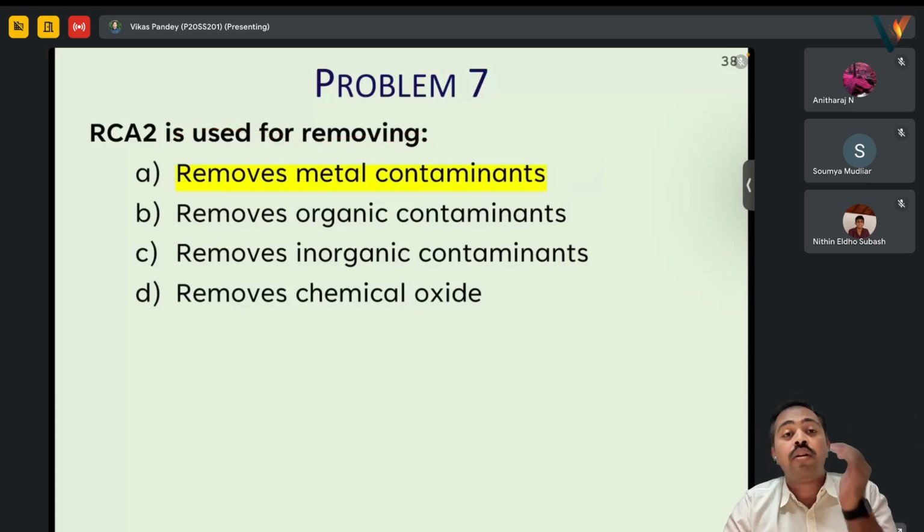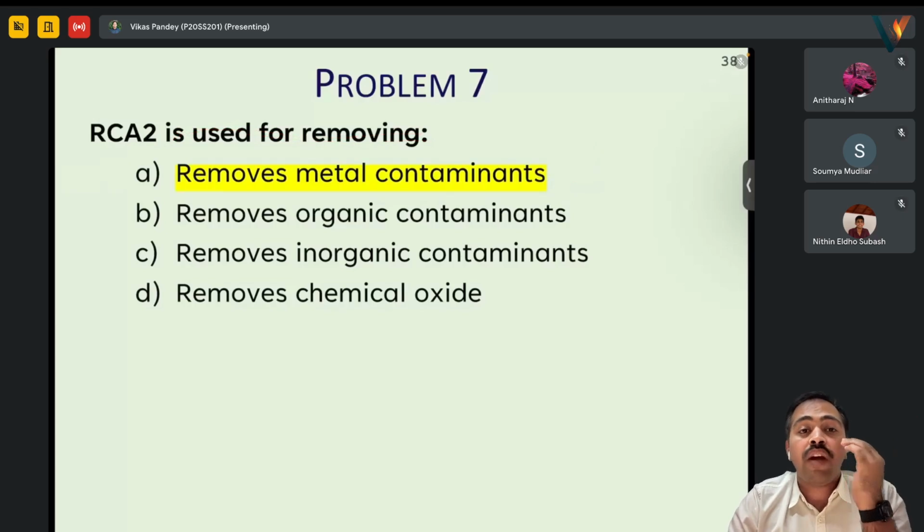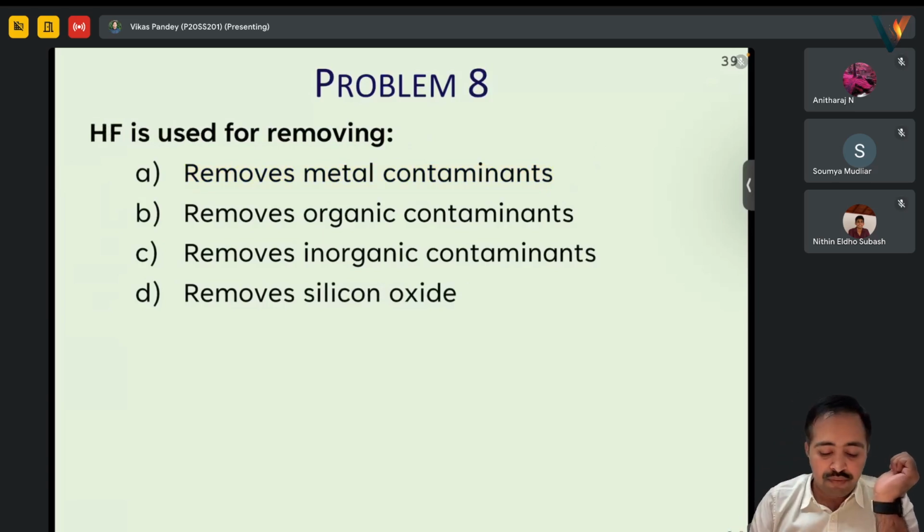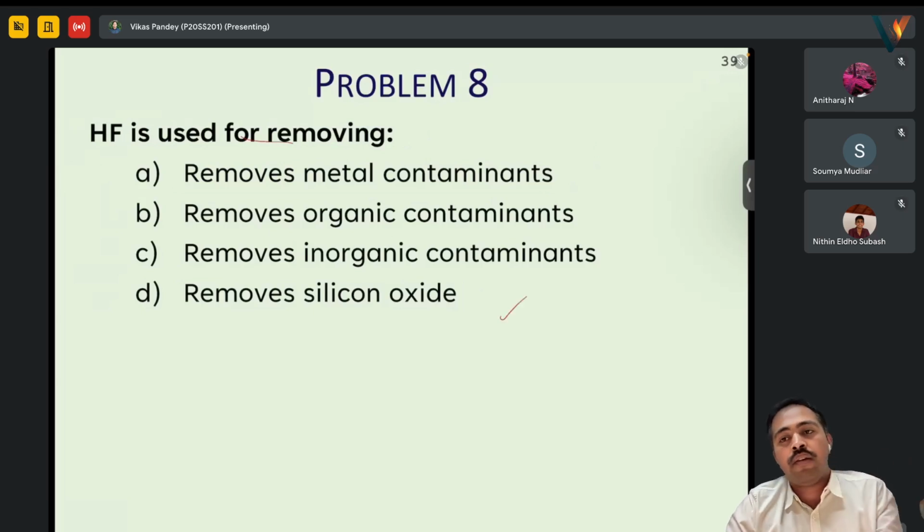Then comes the question: what is the role of HF? Like we saw piranha, RCA1, RCA2, then HF was done, right? So HF is used to remove metal contaminants, organic contaminants, inorganic contaminants, or silicon oxide. Yes. Anyone?